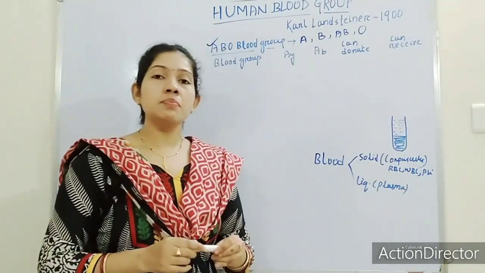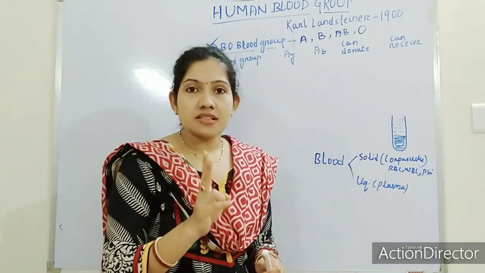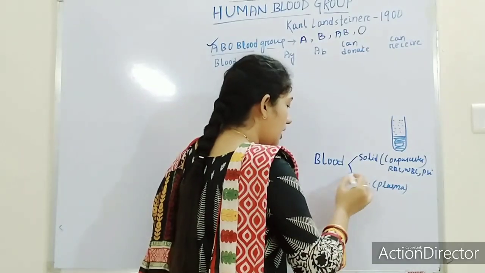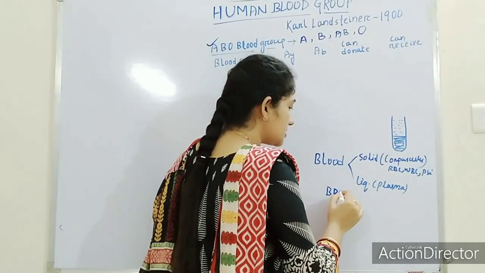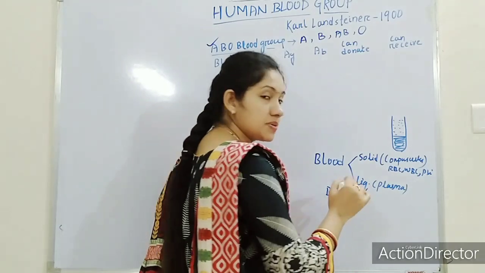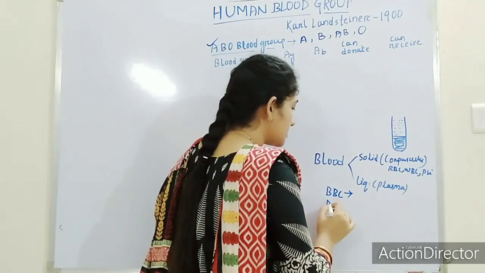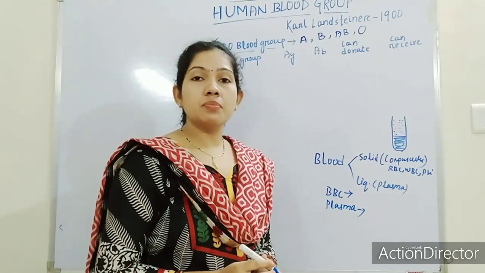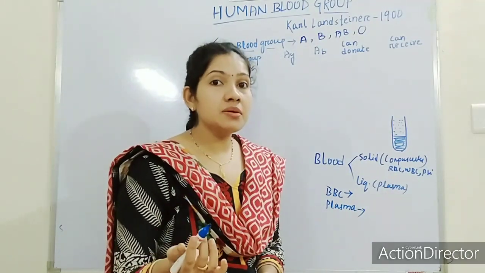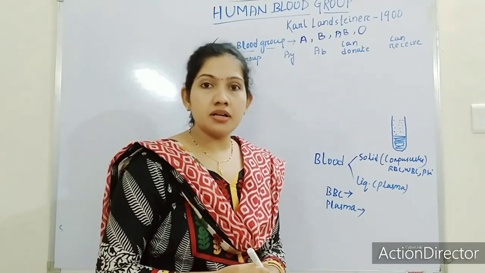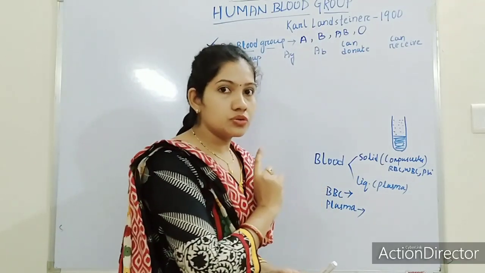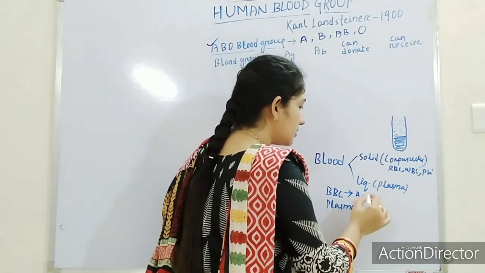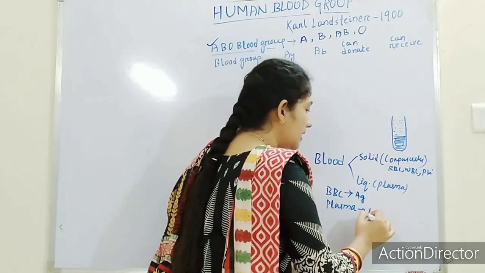So in the blood, two substances or two proteins are found: one is on the surface of RBC and another is found inside the plasma. Whenever we talk about identifying the blood group, before that we have to know this. In the RBC, antigen is present, and in the plasma, antibody is present.